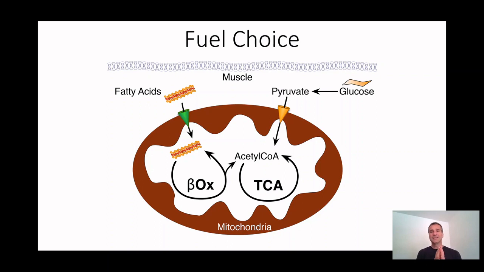So when our body is deciding which fuel to use, what you can see is we've got this interesting thing. Fats come in, we go through beta oxidation, they produce acetyl-CoA. Glucose comes in, goes through glycolysis, produces pyruvate, and it comes into the mitochondria as acetyl-CoA. So now we've got this traffic jam.